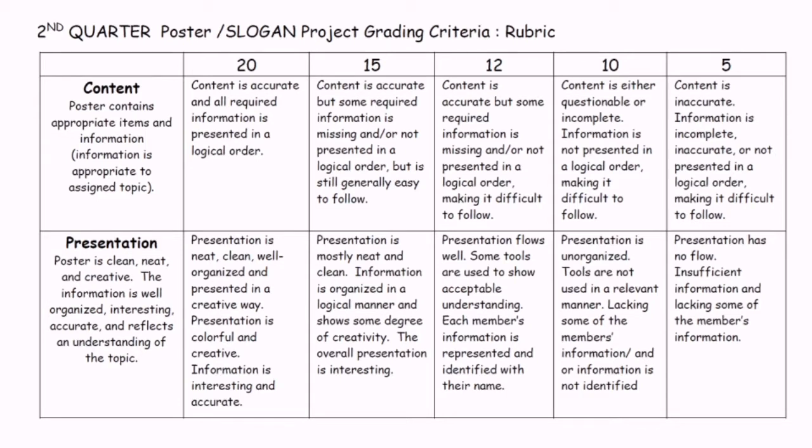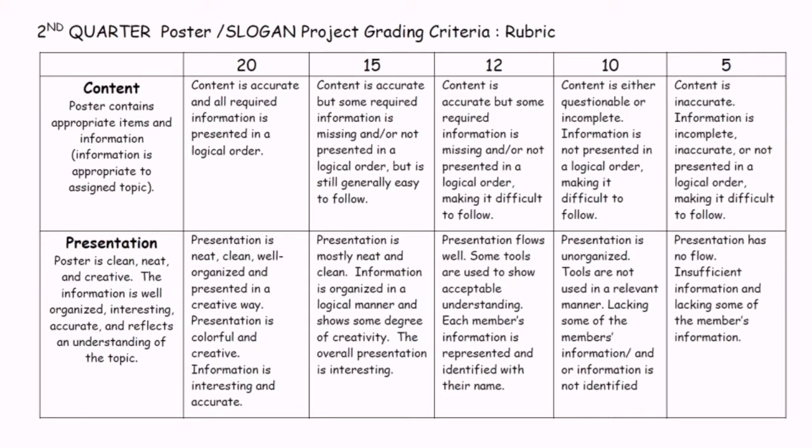So here in the content, you will get a perfect 20 points if it is accurate and all required information is presented in a logical order. 15 points if it is accurate but some required information is missing and/or not presented in a logical order, but is still generally easy to follow. For 12 points, it is accurate but some required information is missing or not presented, making it difficult to follow.